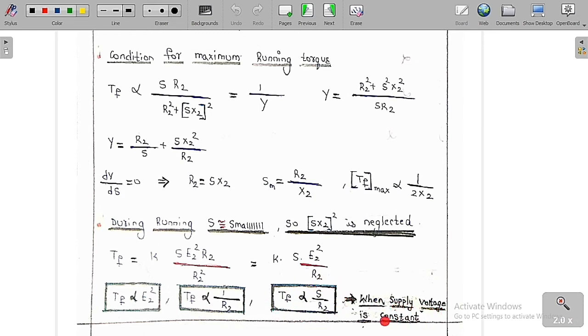Whenever the supply voltage is constant, you are going to get these variables. So the running torque is directly proportional to SV square by R2. This is the case that you always have to remember. This is the condition that we are going to use only in the stable region of operation.